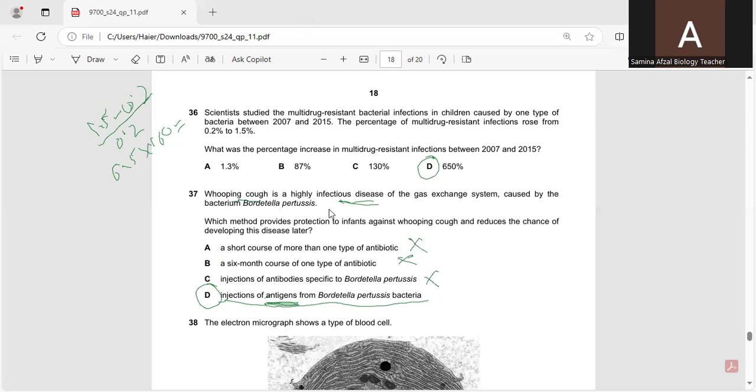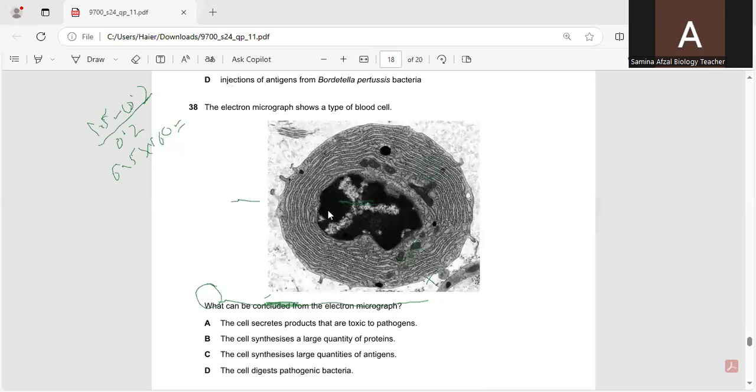Next question, number 38. The electron micrograph shows a type of blood cell. You can see a large nucleus there. What can be concluded from the electron micrograph? The cell secretes products that are toxic to pathogens. Not a correct option. The cell synthesizes a large quantity of protein.